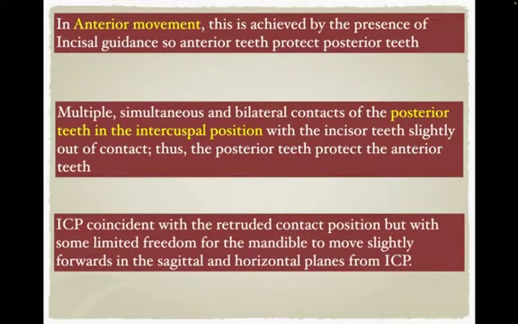Also, in the mutually protected occlusion, other than having no non-working side contact, incisal guidance, and simultaneous contact between the posterior teeth just before the anterior teeth to protect them, the ICP, which is the intercuspal position, should coincide with the retruded contact position. All right. So basically, when the patient bites and the condyle is in the most anterior and superior position, the most reproducible position, it should be the same position as the intercuspal position without any sliding and displacement. However, this should be associated with slight freedom for the tooth to start the movement in the sagittal and the horizontal plane.